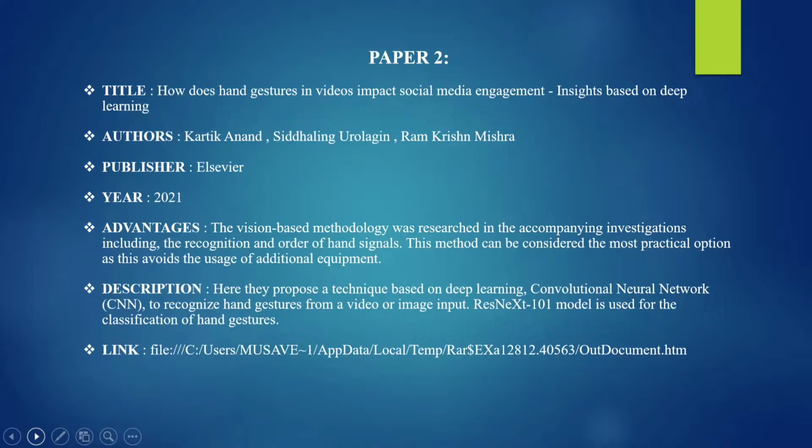There are two unique methodologies for human gesture recognition: the glove-based approach and the vision-based methodology. The glove approach comes with the obligation of using an apparatus with masses of cables, although it still presents good accuracy and speed of gesture recognition. The vision-based methodology was researched in the accompanying investigations, including the recognition and classification of hand signals. This method can be considered the most practical option as it avoids the usage of additional equipment. It is critical for the infrastructure of any gesture recognition gadget to be practically applied to real-world scenarios.